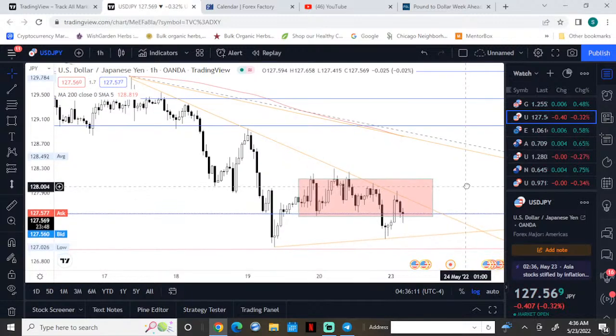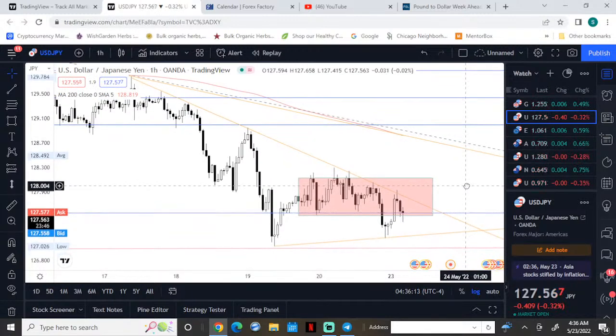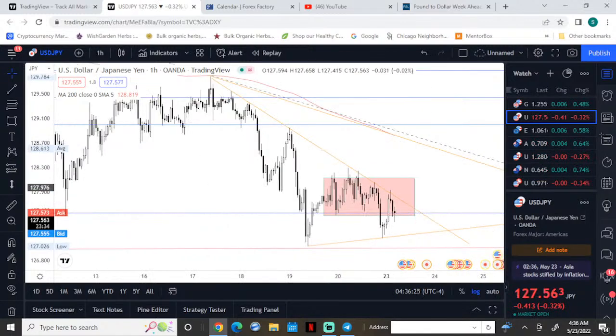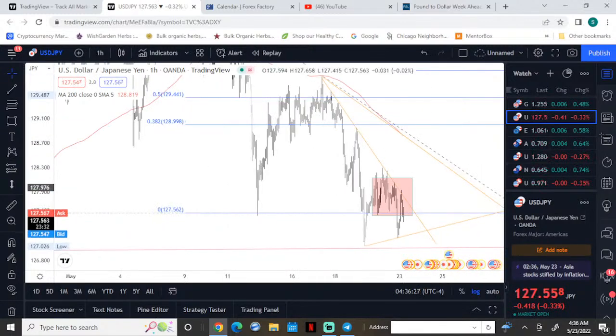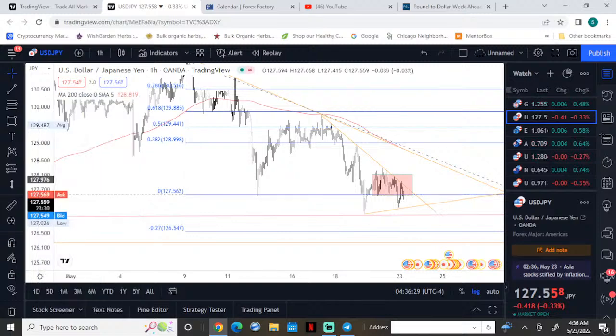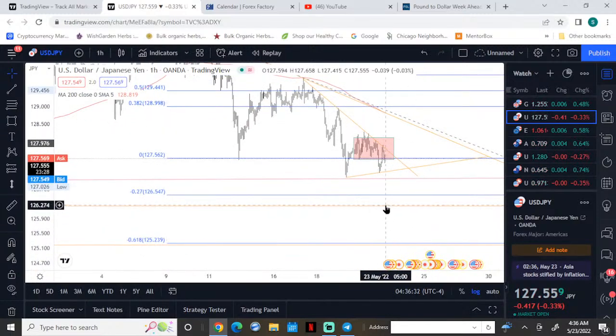Look at this. UJ still playing around. I would like to see a break and retest to trade up to this area because where were we on this fib? It still had a little more to go, but it could come up, test this, and then continue this drop.